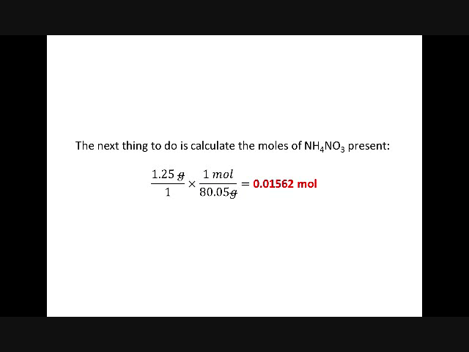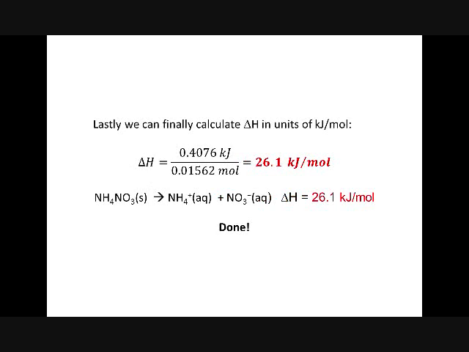Our next step is to calculate how many moles of ammonium nitrate are present. The amount of heat absorbed depends on the moles of ammonium nitrate. This is a very simple calculation. We're just dividing the mass of ammonium nitrate by the molar mass, 80.05 grams per mole. We get our answer in moles.